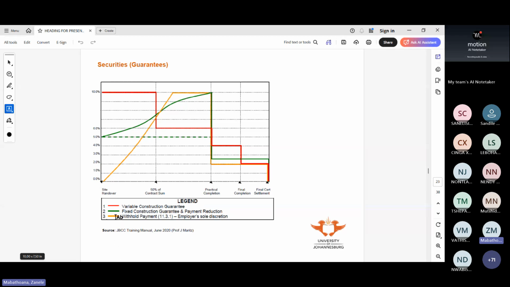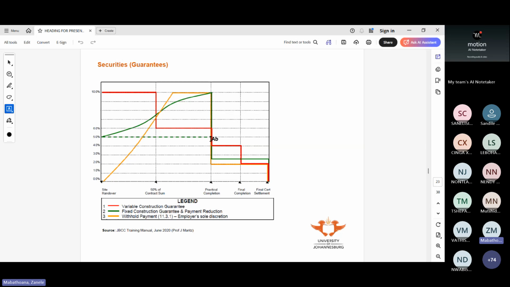Then you have your fixed construction guarantee. So you see it's fixed at 5%, which is here. So there's your fixed, the dotted line. But then you have that payment reduction, where you reduce 5% or 10% of the payment. So each payment you pay him less a certain amount until it's a maximum of 5% of the contract sum. So all in all, he's given you 5% in fixed, and then you would have another 5% in payment reductions. So it's 10%.